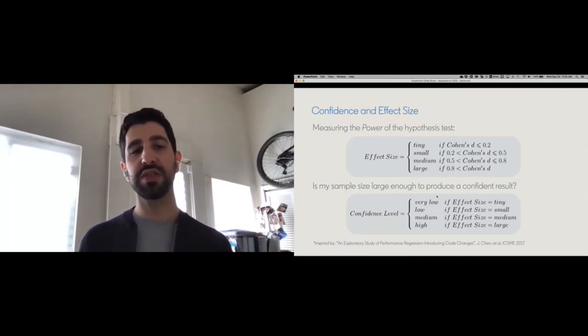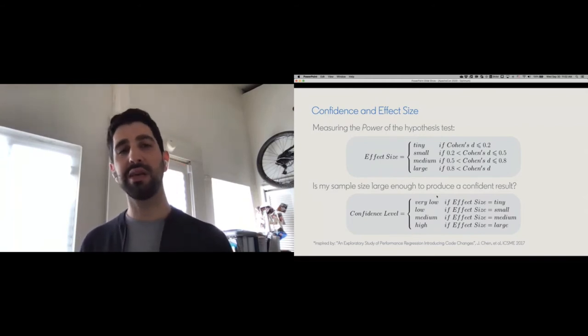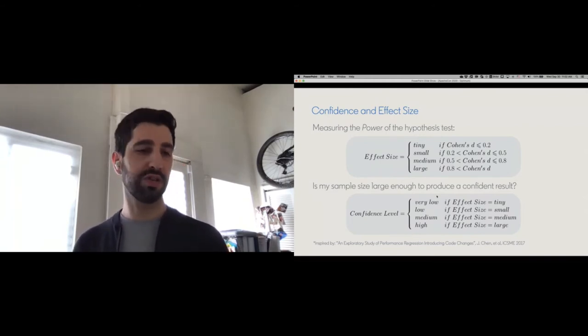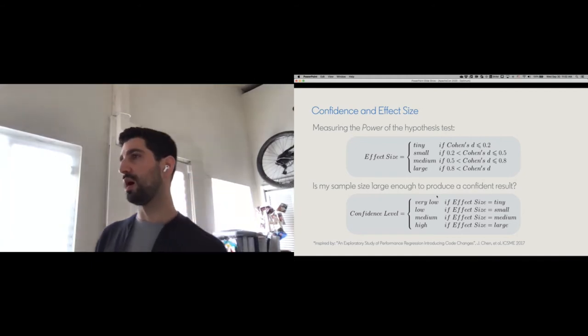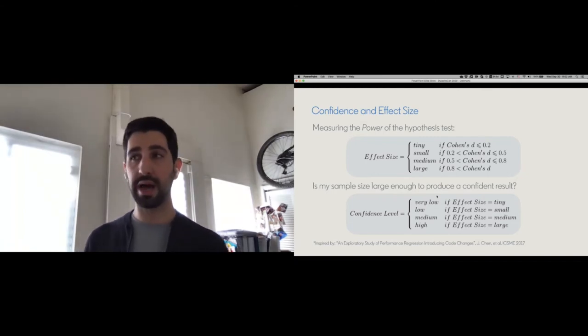And then if a user sees the confidence level as not high, it means that they need to go back, run the application a few more times, collect more data points so that the statistical analysis model will be more reliable.